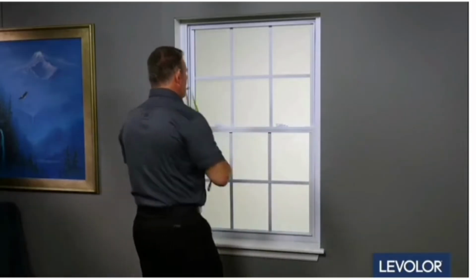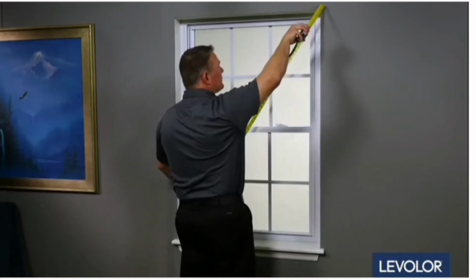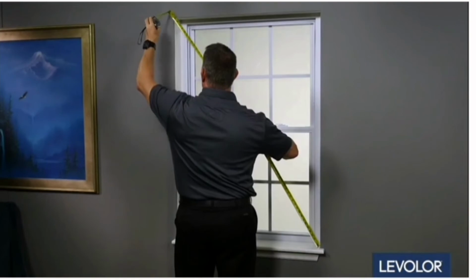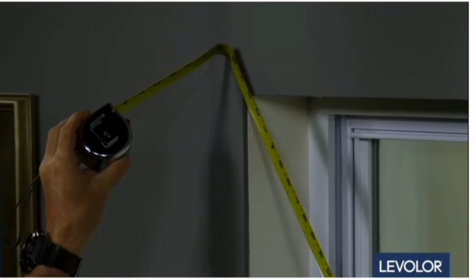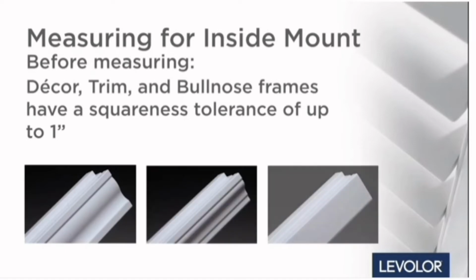Check the window for squareness by measuring the diagonal points of the window. If the window is out of square by more than 3/8 of an inch, an outside mount application is recommended if Z or L frames are selected. Decor frame, trim frame, and bullnose frames have a squareness tolerance of up to 1 inch.